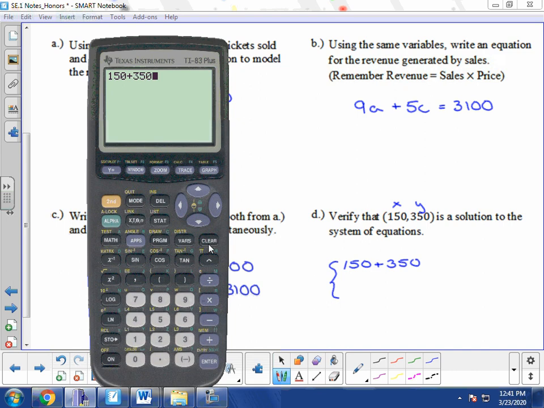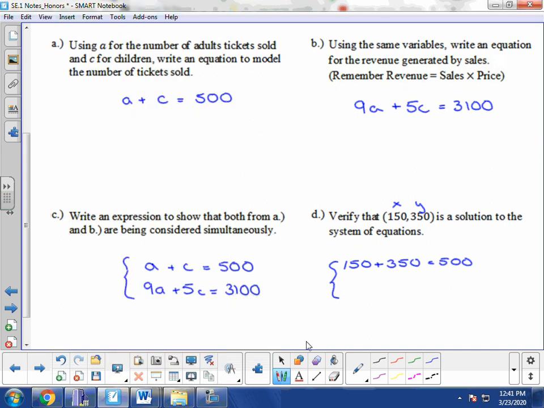So 150 plus 350, we see that yes, this is in fact 500. So this point is going to work for the first equation. Let's take a look at the second equation.